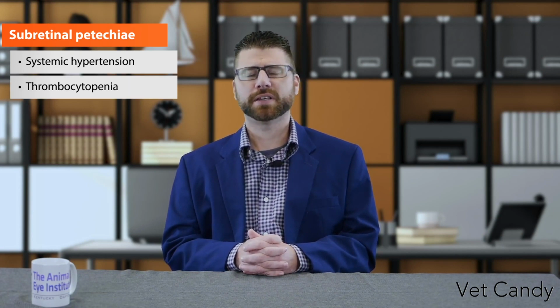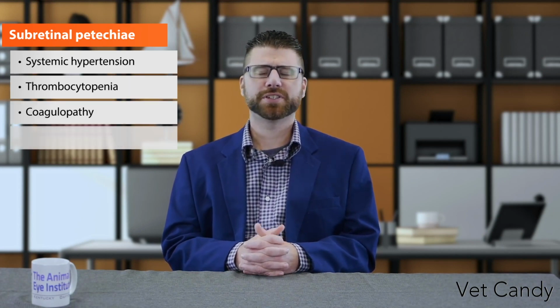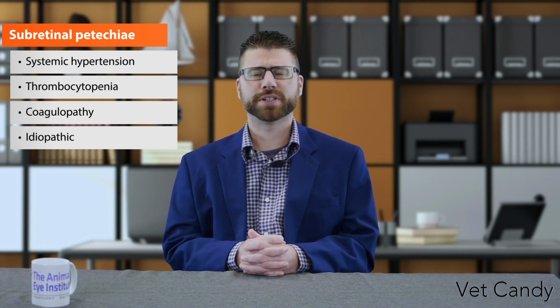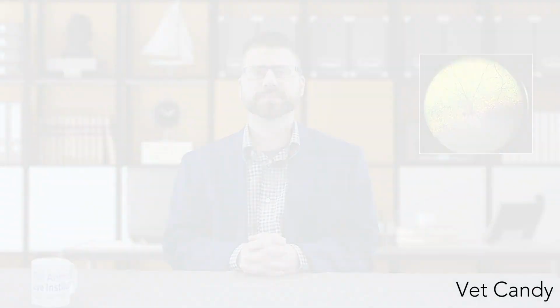Causes are systemic hypertension, thrombocytopenia, coagulopathy, and occasionally idiopathic, of which I seem to see more commonly in golden retrievers than other breeds. In this photo here, this dog has a subretinal petechia located at about the 11 o'clock position in relation to the optic nerve. Subretinal petechia can take months to resolve even when the underlying cause is corrected.